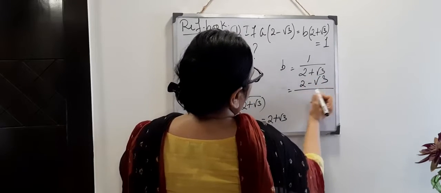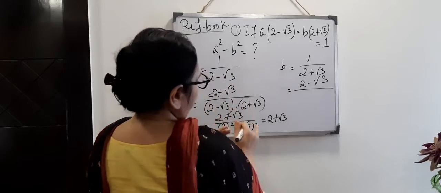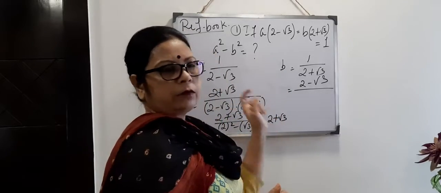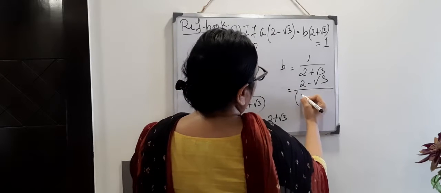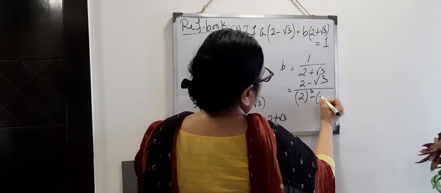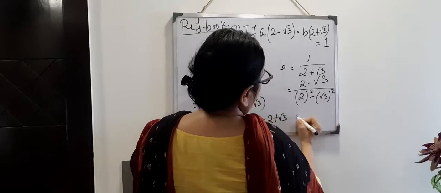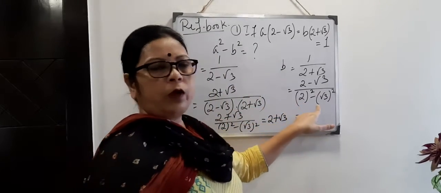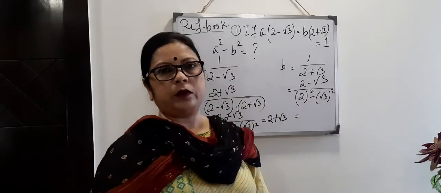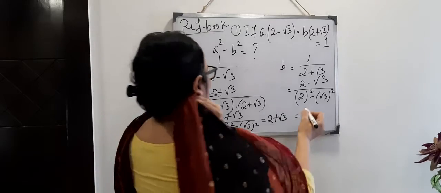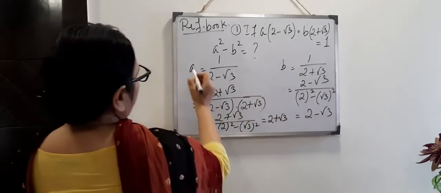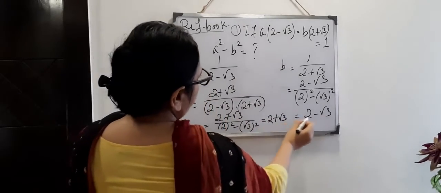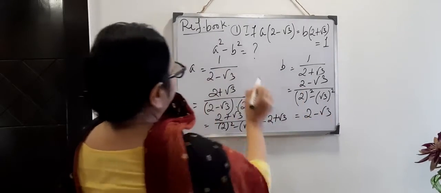form of A minus B, and I am jumping a step as it is a revision class, so you know how to rationalize. After multiplication it becomes the A square minus B square form. Similarly, 2 square means 4, minus root 3 whole square 3. So 4 minus 3 is 1, the denominator is 1. So it becomes 2 minus root 3. So my A is 2 plus root 3 and B is 2 minus root 3.